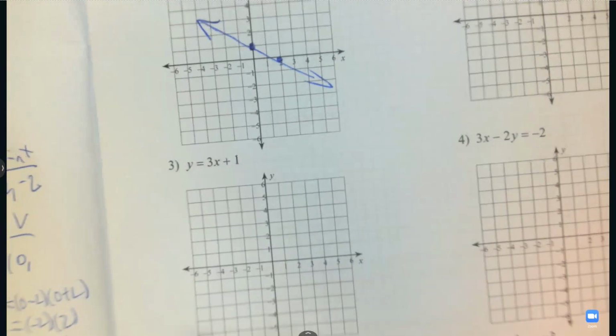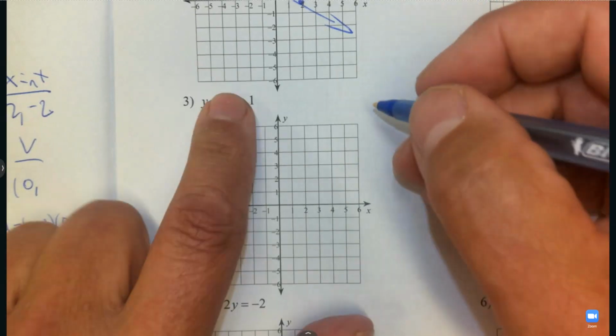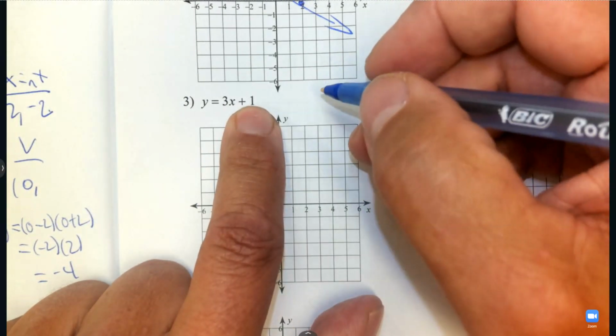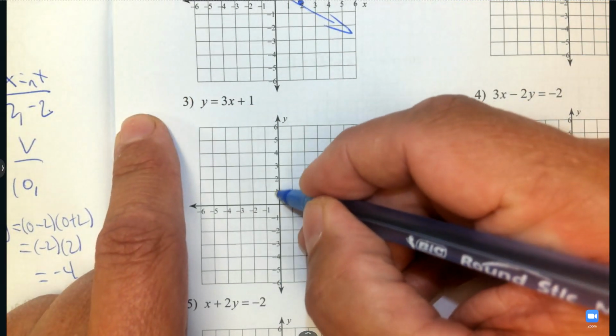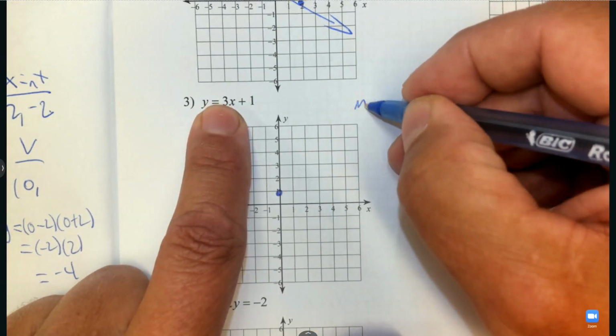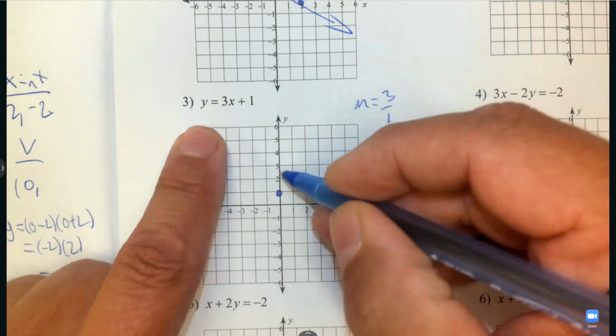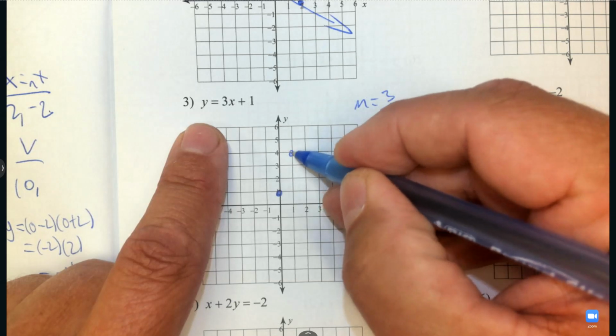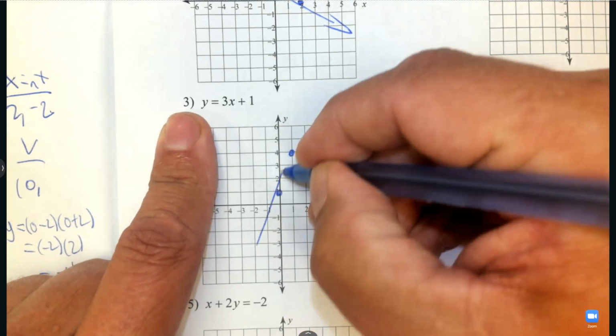Remember, you should do it first, and then you can check your work. So do it first. The y-intercept is 1. Now the slope, the number you don't see there, we're going to use m, is up 3 and to the right 1, and then draw your line.